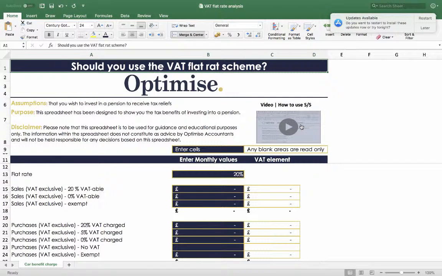I'm going to be talking about this spreadsheet, which is all about the use of VAT, in particular for people with service accommodation or indeed holiday lets.